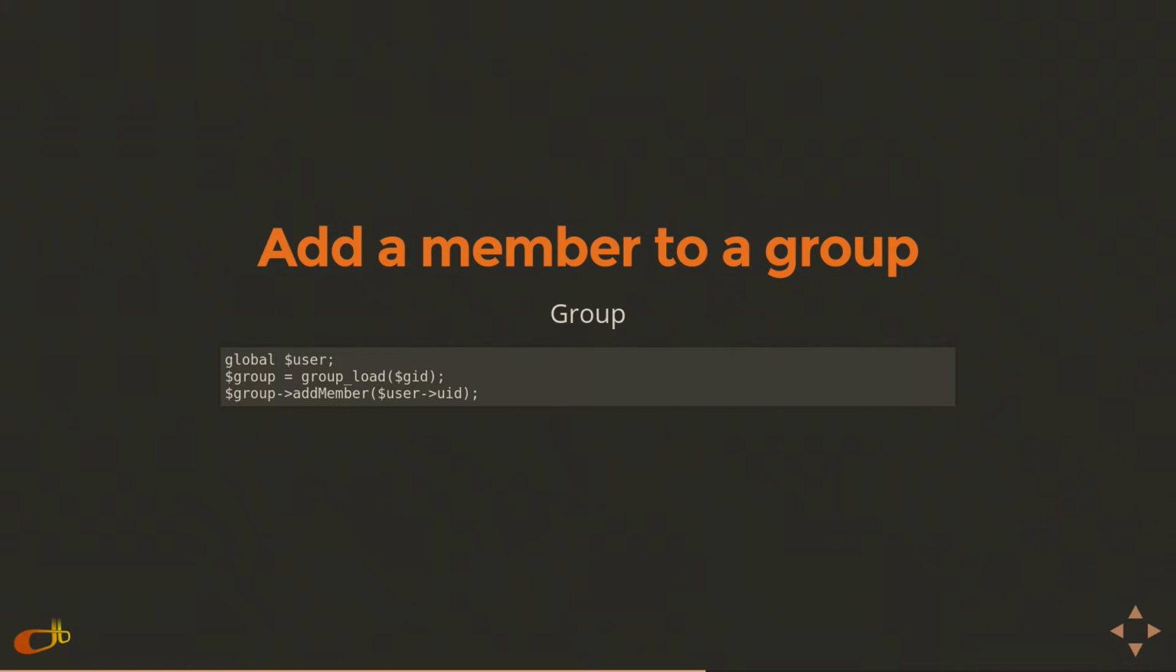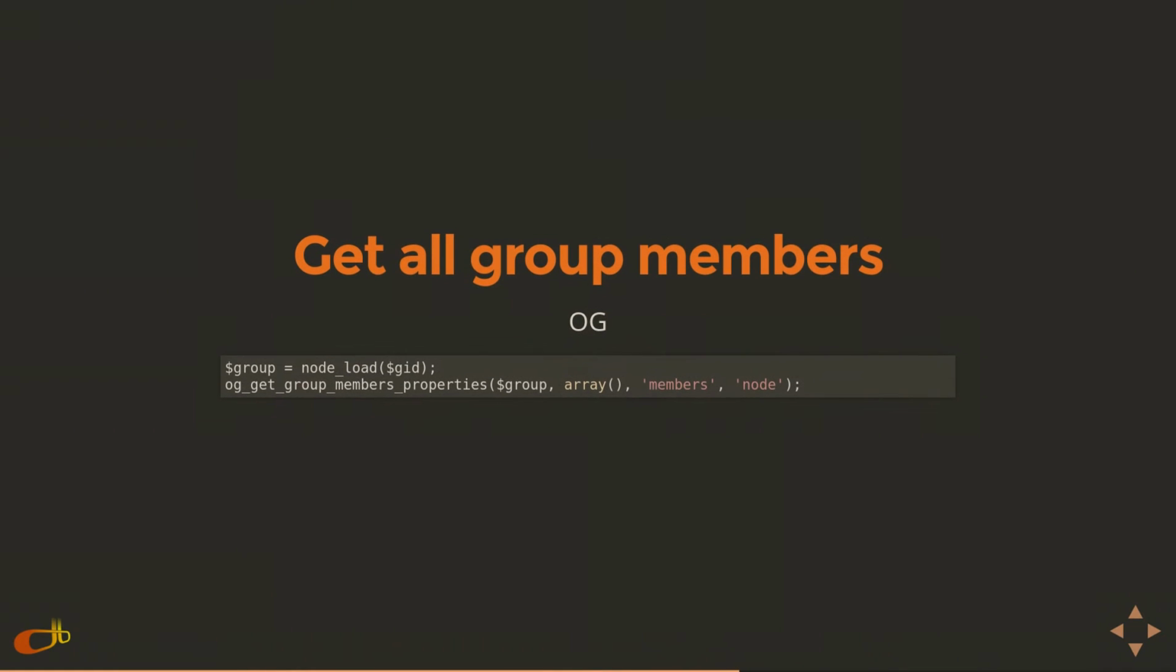So this is organic groups. It's very long, it's a bit of a mess, and it's a bit hard to understand where all the values are coming from. This is group, right? You have your user object, you have a group object, and you call the add member function on the group object.